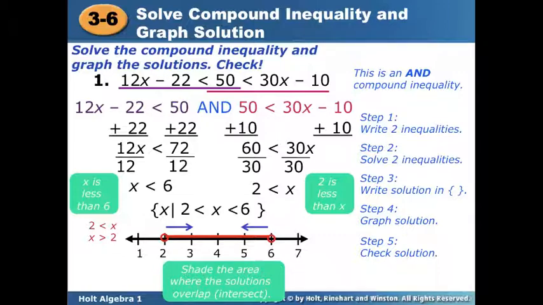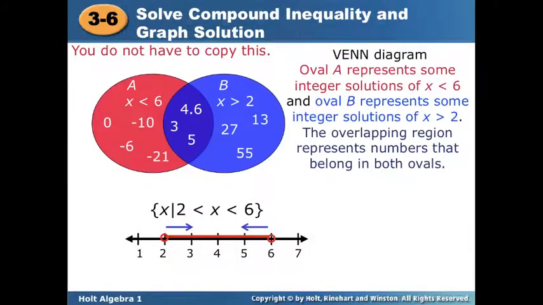Let's look at a Venn diagram for this solution. You do not have to copy this information to your paper. Notice oval A represents integers less than 6, and oval B represents integers greater than 2. The part that they overlap is the solution for this problem.